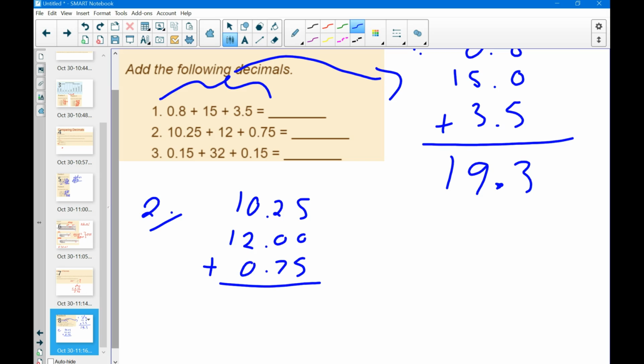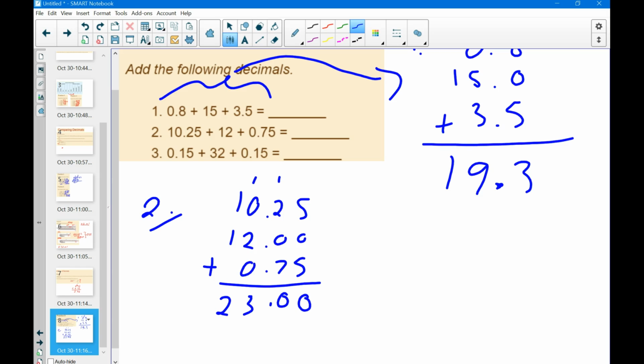5 and 5 is 10, so that gives us 0 here, carry 1. 1 and 2 is 3, and 7 is 10 again. Once again, 0 here, carry 1. And we have a 3 and a 2. So it's pretty basic, pretty simple. It's just regular adding. As long as you remember to line your decimals up, you're in good shape.